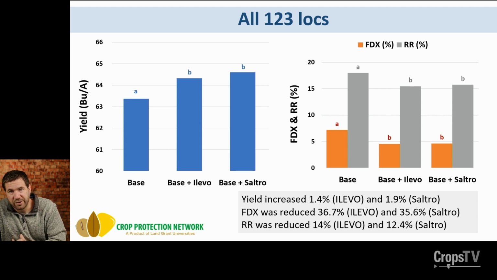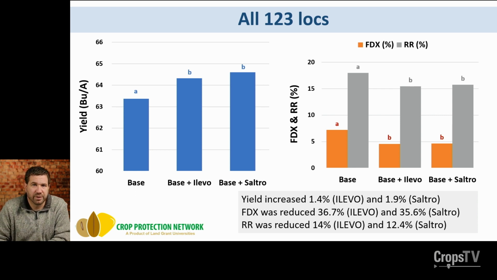And if you look at the FDX, the FDX is the orange bar. And you can see that on average across all 123 locations, the FDX was around 7 for the base and was reduced by about 35 to 37% for the two different seed treatments. And these numbers match up pretty well with a lot of our previous data, usually showing reductions between 30 and 45%, just depending on the situation. The root rot was also reduced. That was usually less than the foliar symptoms, but we did see, again, very similar responses to previous studies, a 12 to 14% reduction for the two products.